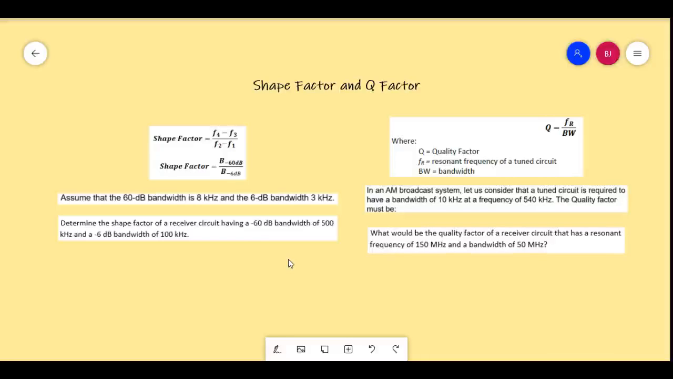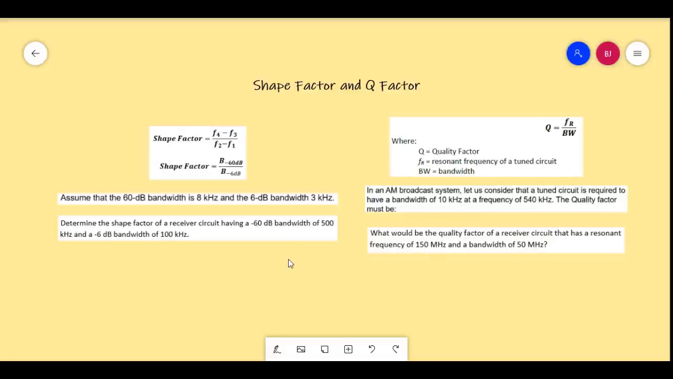The first one, as we've discussed in the lecture, is determining the shape factor. So the shape factor is actually determined by the bandwidth at negative 60 decibels over the bandwidth at negative 6 dB, which technically shows us the ratio of the bandwidth where the signal is sufficiently attenuated over the bandwidth of the signal where the highest amount of power, or the least amount of attenuation, is located.